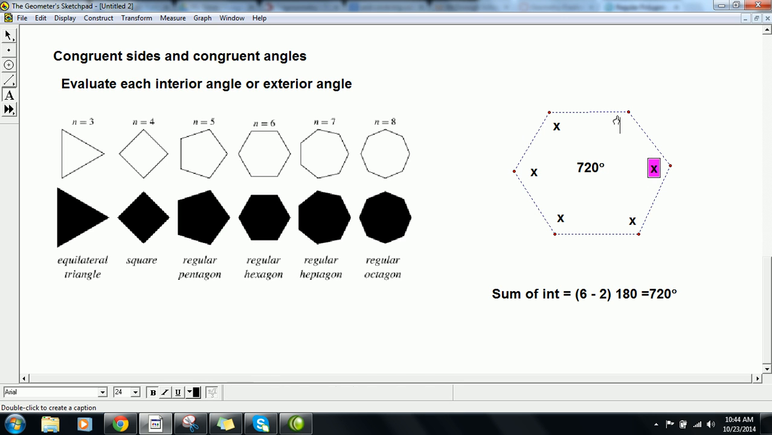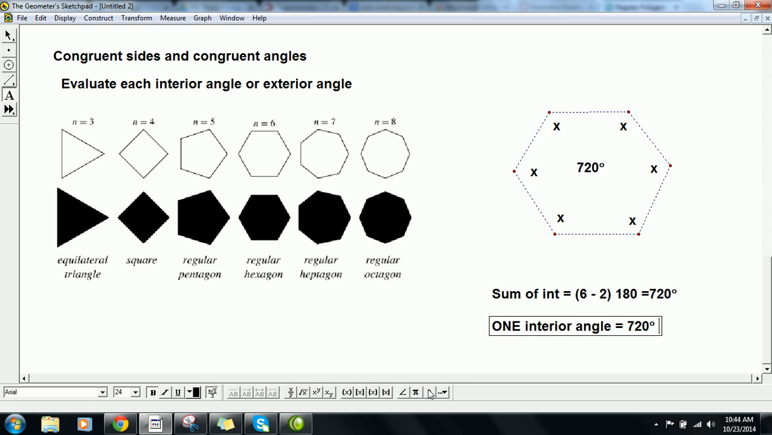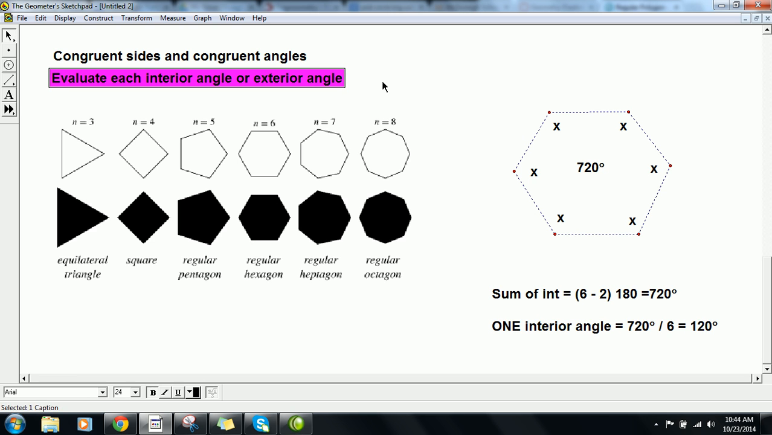How do you think we're going to do that? Yep, that's correct. We're going to take the sum and divide it by the number of angles that we have, right? So one interior angle is going to be the sum, which is 720, divided by the number of angles, which is 6, right? Because they're all the same, and they all add up to be 720. So we can evaluate an interior angle by taking the sum of the interiors and dividing it by the number of sides or angles, right?